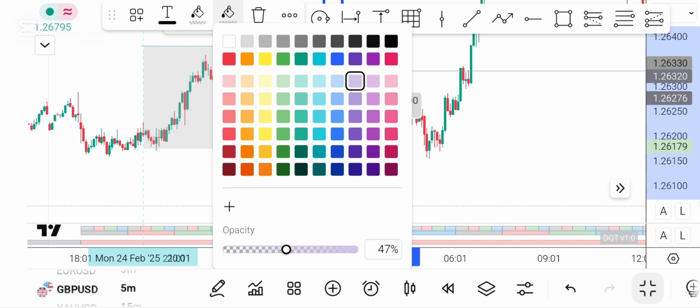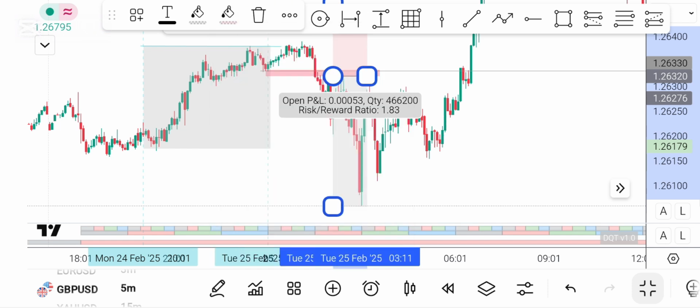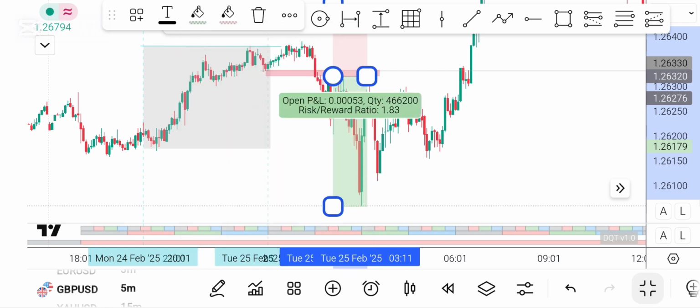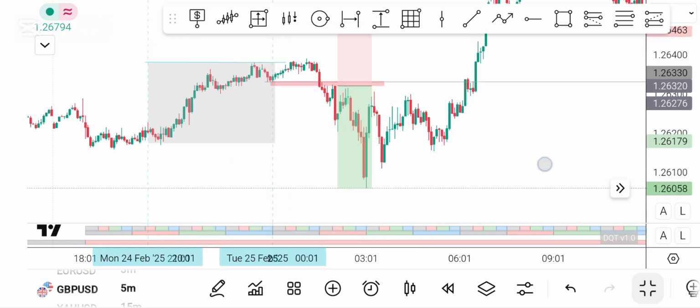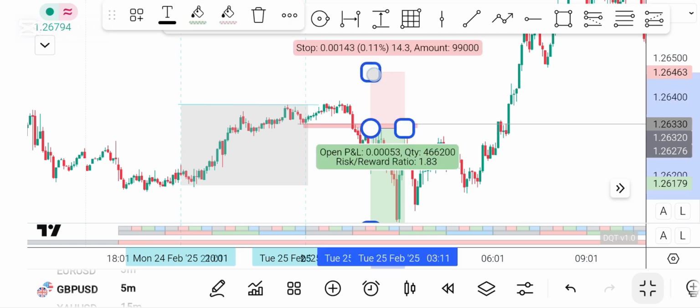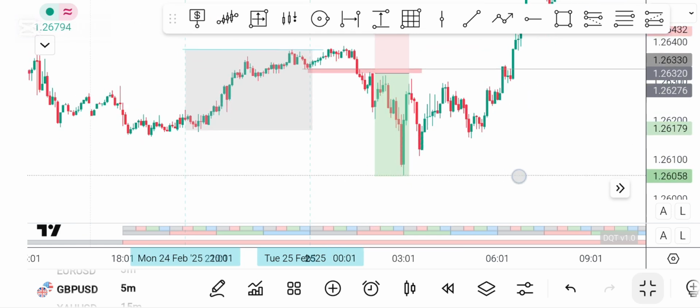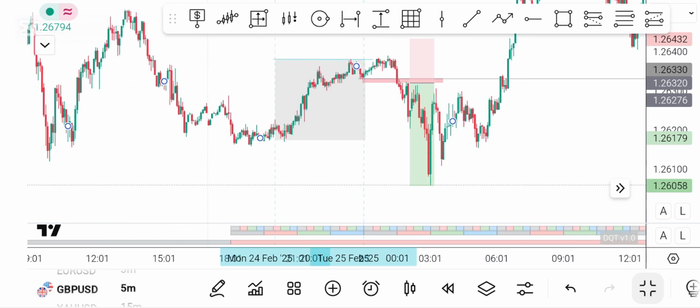Or let me change this color so that we can have something that makes sense. And this one should be so. Okay, so this could be a very good trade for the morning session. And how many pips was that in total? 26 pips. I mean, it makes a lot of sense, right? It makes a lot of sense.